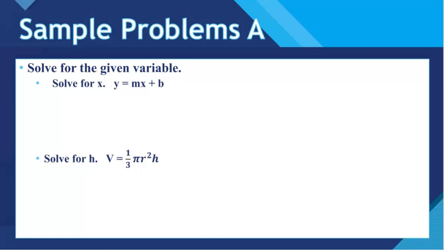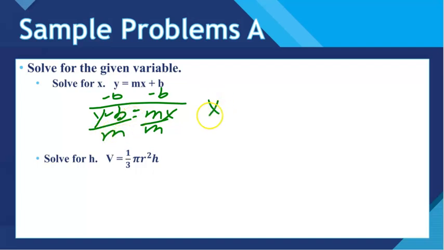Next, we're going to solve for x. Here, I need to subtract b. And you should recognize this formula because this is the slope-intercept formula. So now I have y minus b equals mx. And now to get x by itself, I'm going to divide by m. So x is going to equal y minus b divided by m.